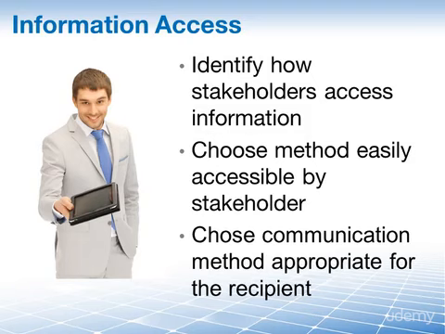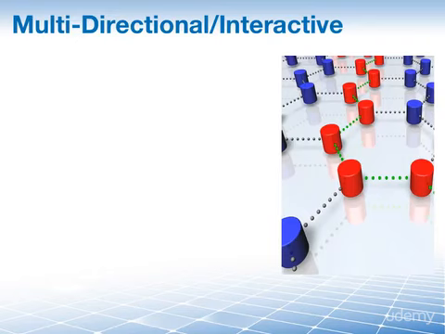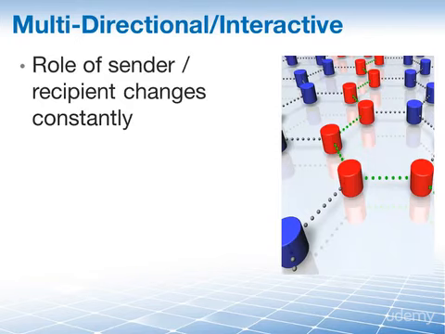Choose a method that is appropriate given all the information about the needs and accessibility of the stakeholder that are at your disposal. Let's look at some of the communication methods available to choose from. Interactive communication is an exchange matrix where information is shared among participants, otherwise known as a multi-directional interactive approach or interactive communications. Its purpose: the role of the sender and receiver changes constantly.